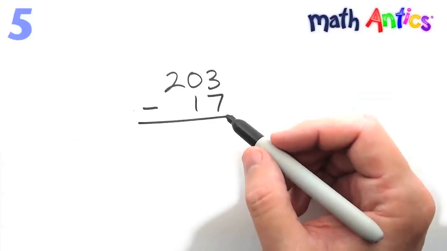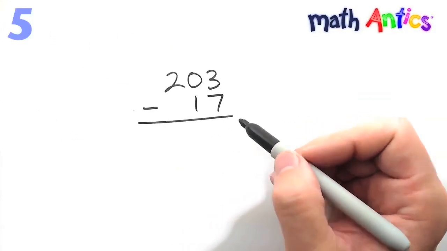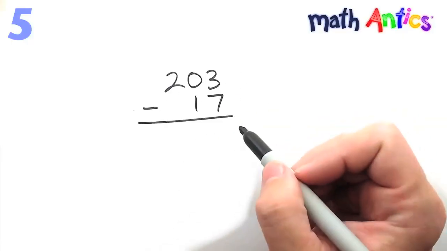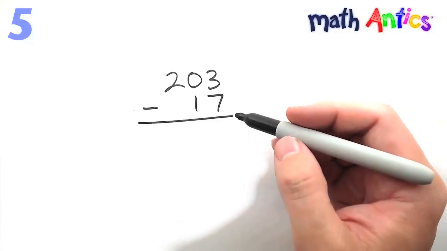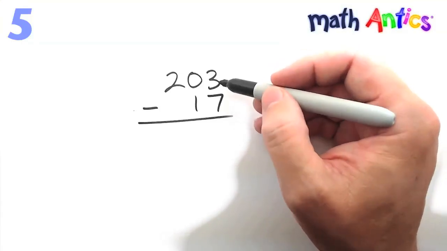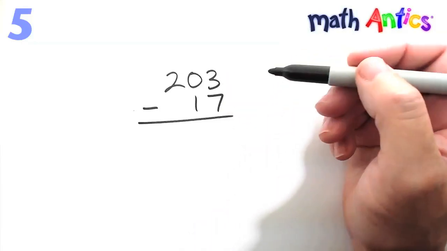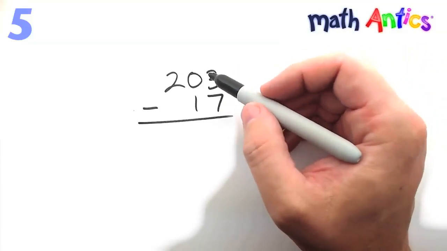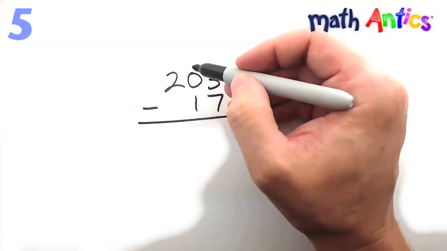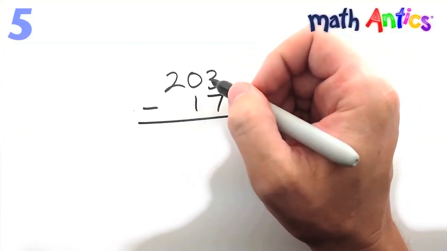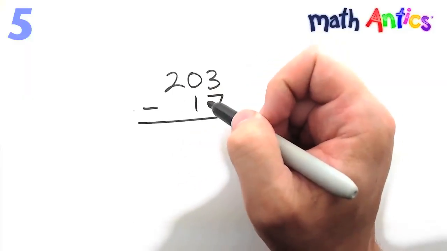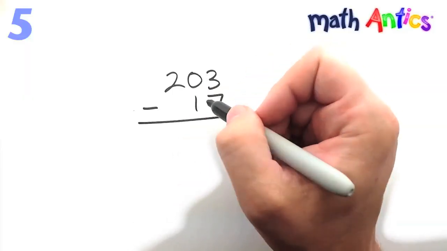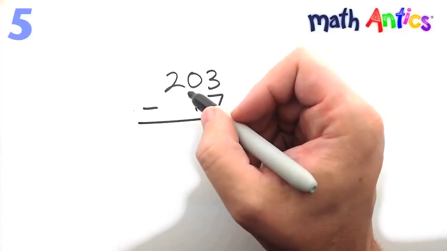For this problem, we have 203 minus 17. And this is already written in stacked form, so we don't need to rewrite it. We can just go right into the procedure. So we start with the first column. We have 3 minus 7. 3 is too small to subtract 7 from, so we need to borrow from the next column over. But the next column over is a 0. So what we do is we keep on going until we find a digit that's not 0. And so we just have to go 1 over. So we have a 2 right there.